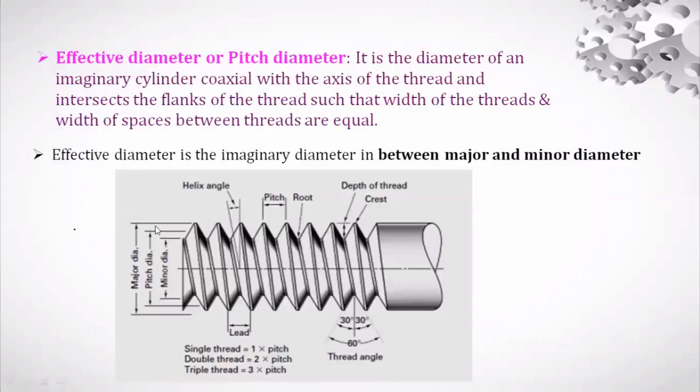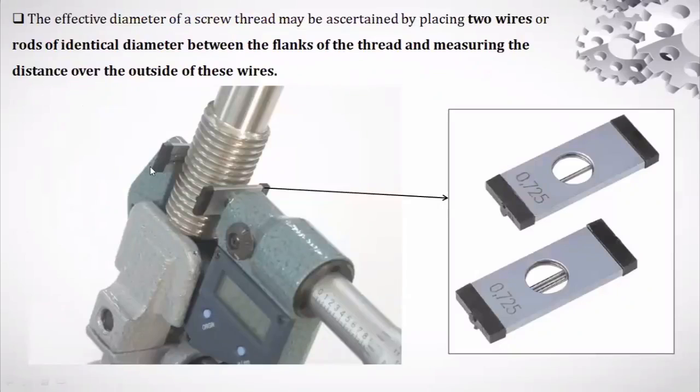See here, pitch diameter means in between the major and the minor diameter. See here, this is the way in which you can measure using the handheld micrometer also. This I showed in the last also. So this is the way in which you can do the measurement using a handheld micrometer also.